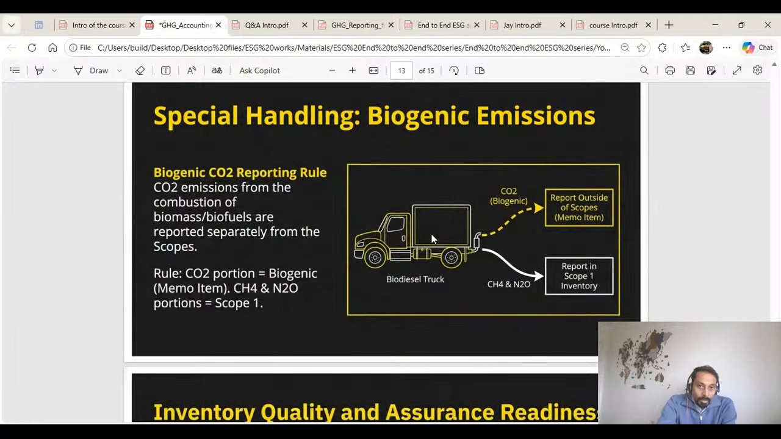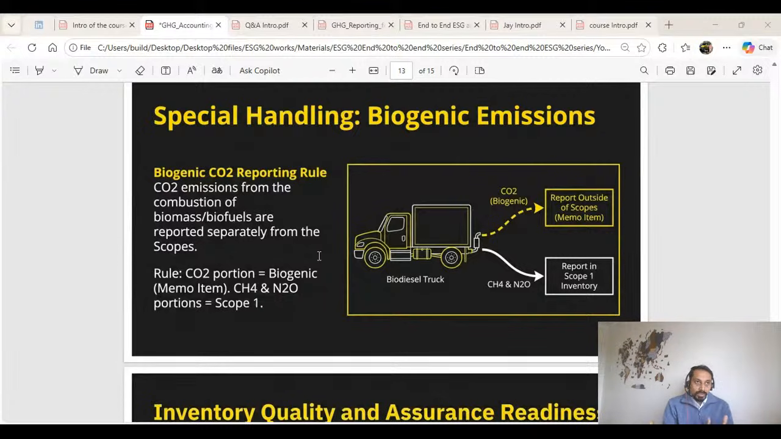Here is a very important part, the biogenic emissions. This is the special handling of biogenic emissions, the CO2 emissions from the combustion of biomass or biofuel. So the CO2 portion is the biogenic. That is helpful to understand whether the methane and N2O portion is there under scope 1 or not. What this diagram is showing you is that the CO2 from biomass is reported separately as a memo item.